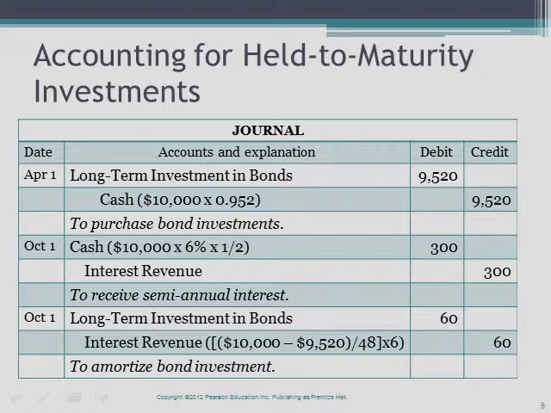We'll assume the company amortizes discounts on bonds by the straight line method. So these entries show that discount. The second entry on October 1 records the semi-annual interest payment we received of $300, where we're debiting cash and crediting interest revenue. And then on October 1, to amortize the portion of the discount that has to be amortized, we're debiting the long-term investment in bonds and crediting interest revenue.